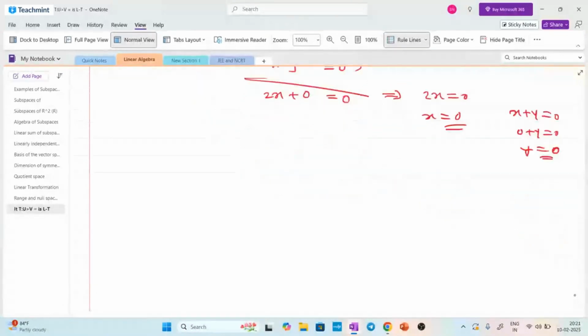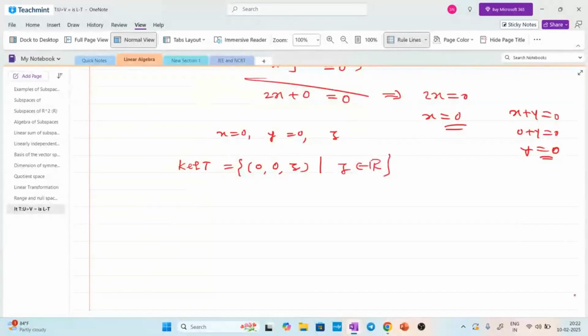Okay, x is equal to 0 came, y is equal to 0 came, but z has not come here. We don't know whether z is 0, so z is kept as it is, no change here. Now the kernel of T contains x equal to 0, y equal to 0, and z I keep as it is, not changing. z belongs to R. This is the kernel of T.